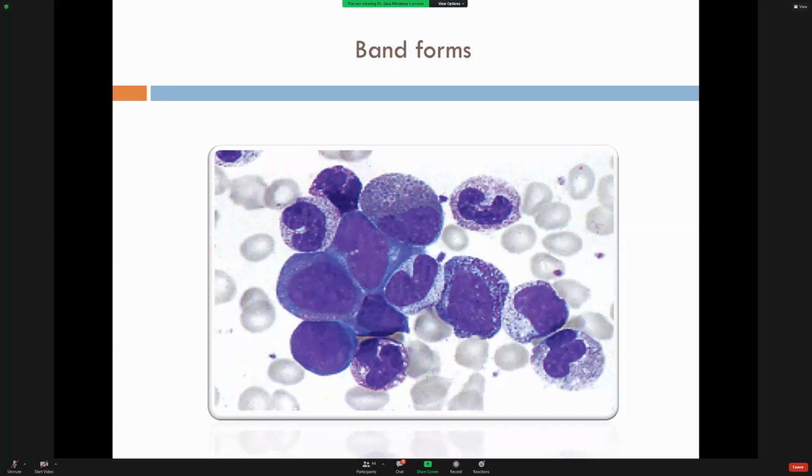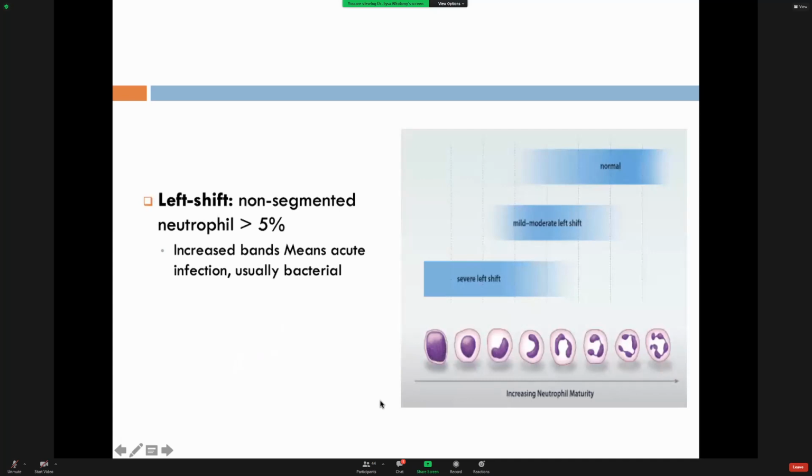But this is how it looks like the bands. This is bands. Terminology, you can hear about left-shifted, non-segmented neutrophils more than 5 means the bands are increased. This can be seen with infection, viral infection. You can see bands more than mature neutrophils. This is normal, increasing neutrophil maturity. This is normal, segmented neutrophils. This is a mild to moderate, or this is severe left shift.